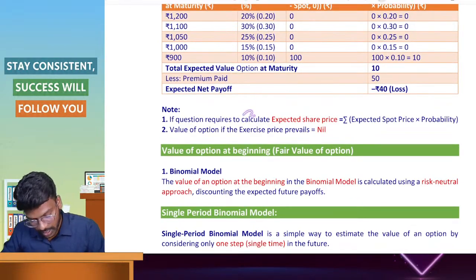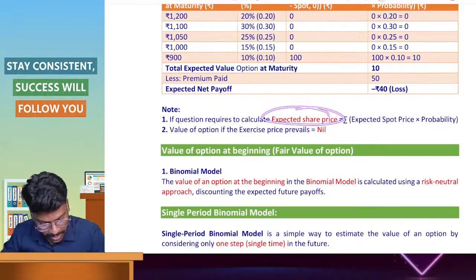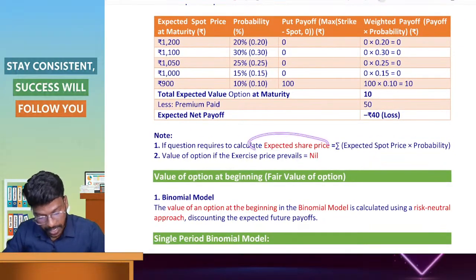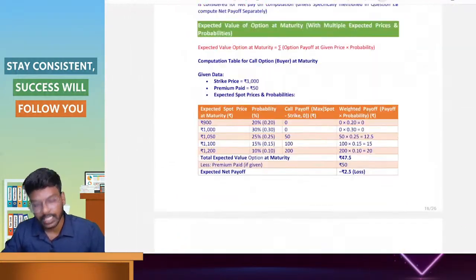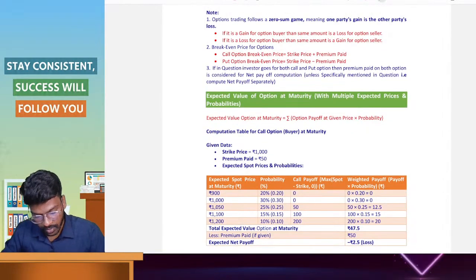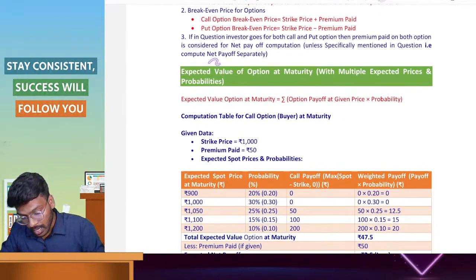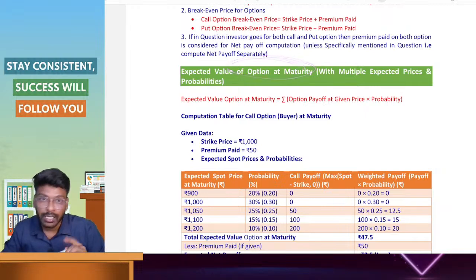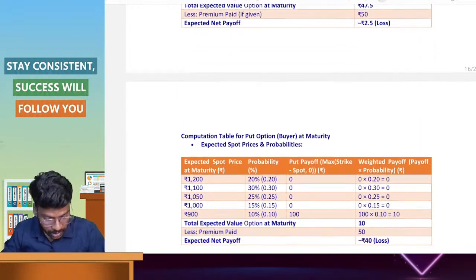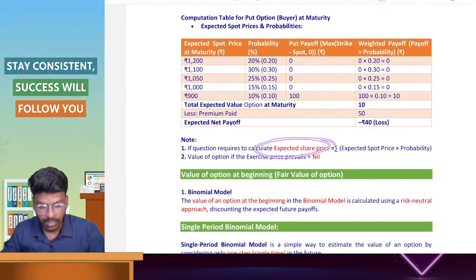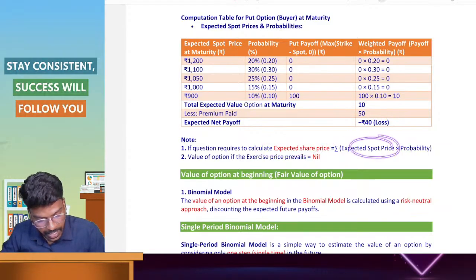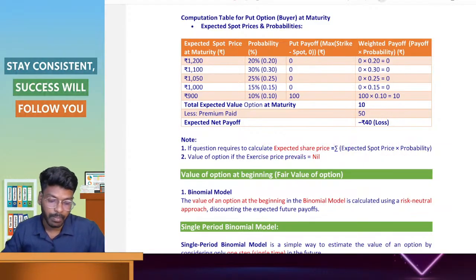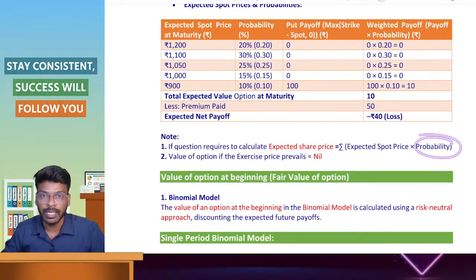If the question asks you to calculate the expected share price, there can be two possible questions. In this type of question, the expected value of the option at maturity can be asked, and also the expected price of shares. Expected price of shares means expected spot price multiplied with the probability.